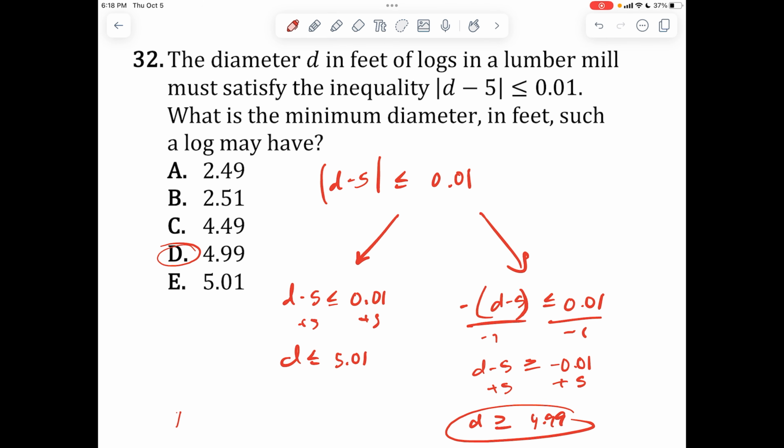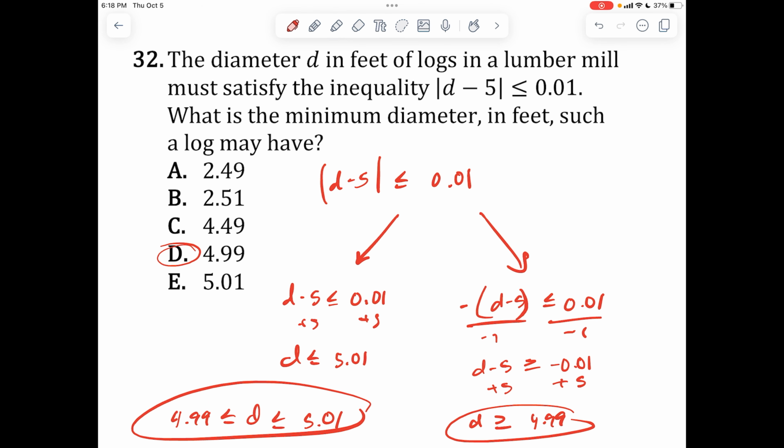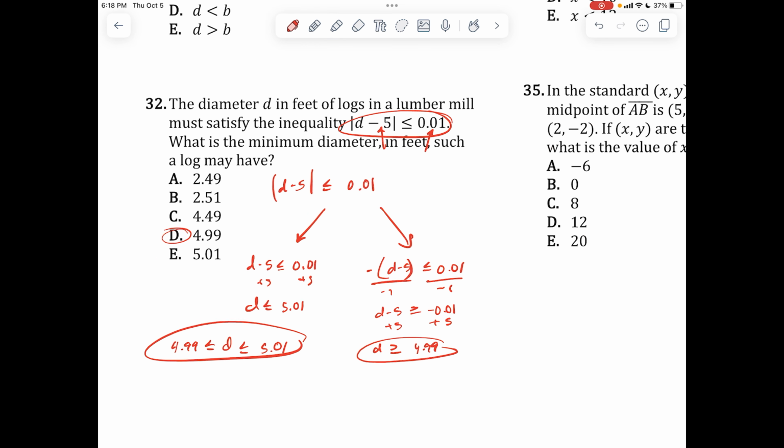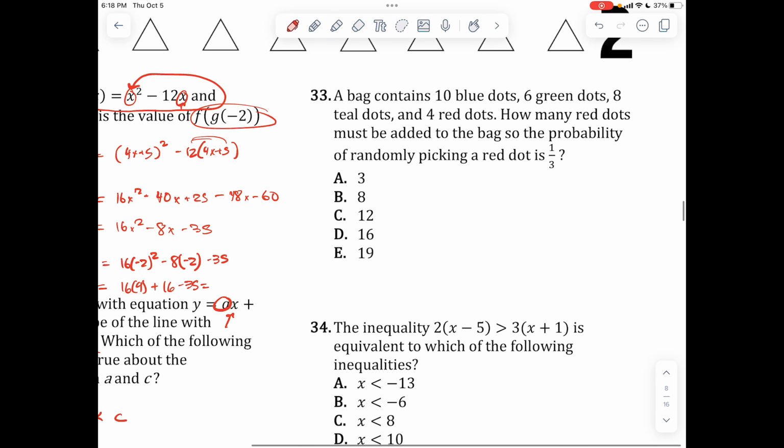So d basically has to be 4.99 is less than or equal to d is less than or equal to 5.01. Notice how this is equivalent to this, even though I just wrote it in a different order. Conceptually, it's the same thing. Interpreting this versus this, you see that it really just is telling you d must be no more than 0.01 away from 5. The diameter of the logs that you are processing through this lumber mill must be no more than 0.01 feet from the desired diameter of 5.